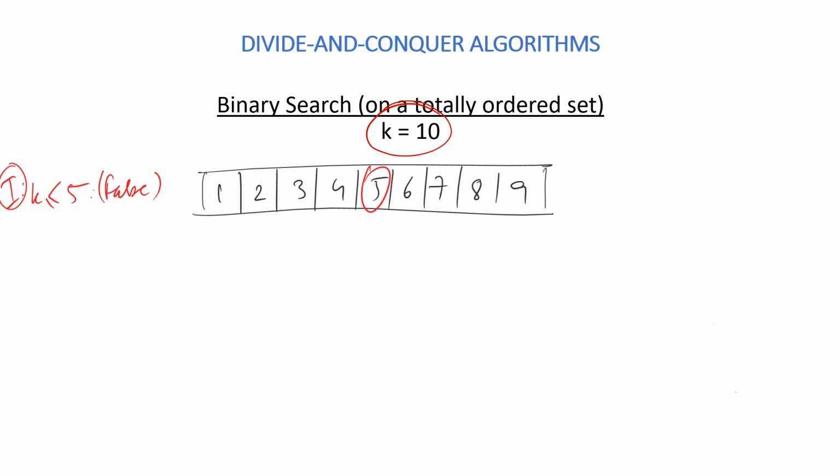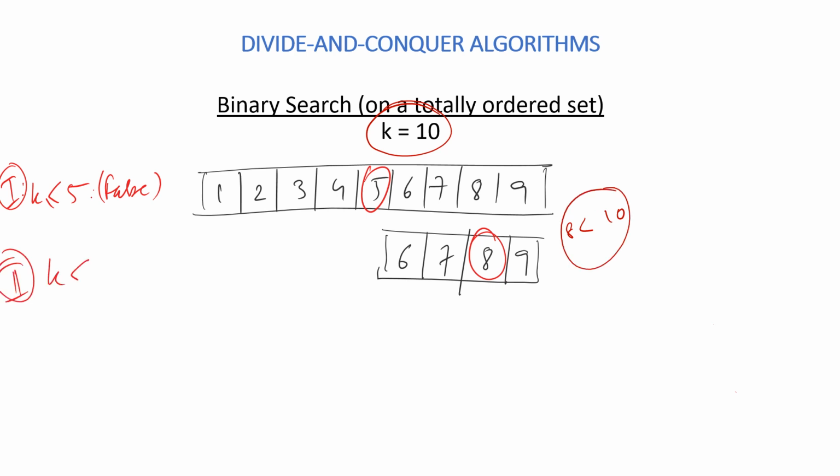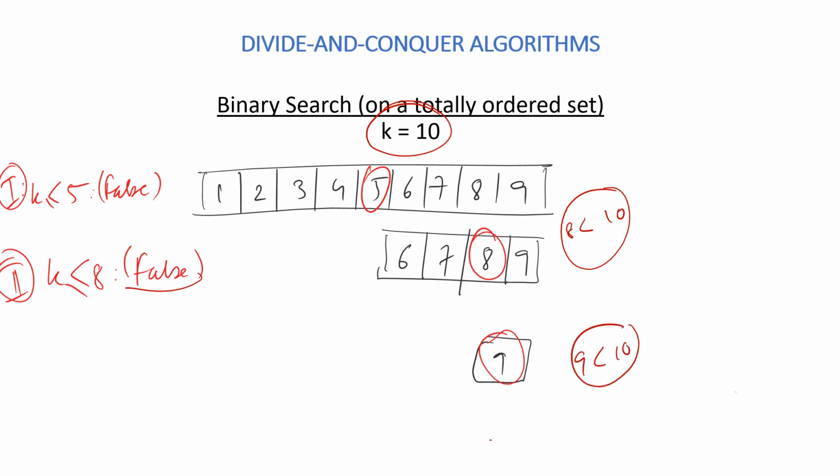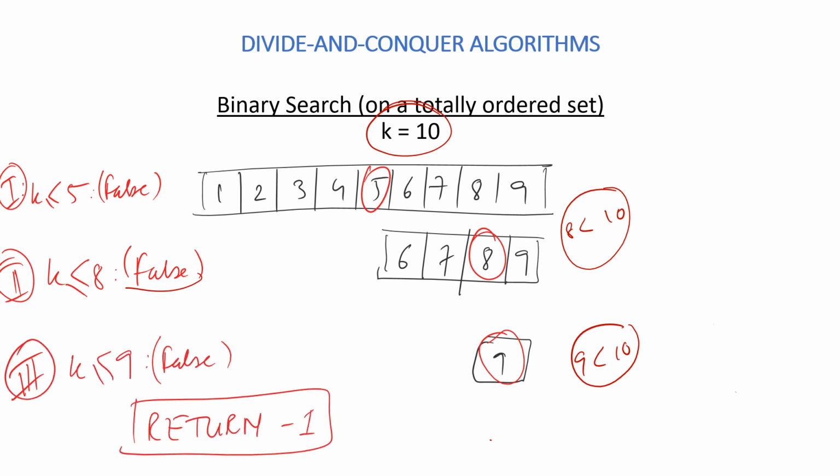We know that 10 is greater than 5, so we split the set 6, 7, 8, 9, find the midpoint, number 8, compare 8 and 10, so we know 8 is less than 10, get false, move on, split the list, what we're left with will be 9, compare 9 and 10, we know again that 9 is less than 10, we'll be left with no other items in the list, which means that 10 is not in the list and returns the index minus 1.